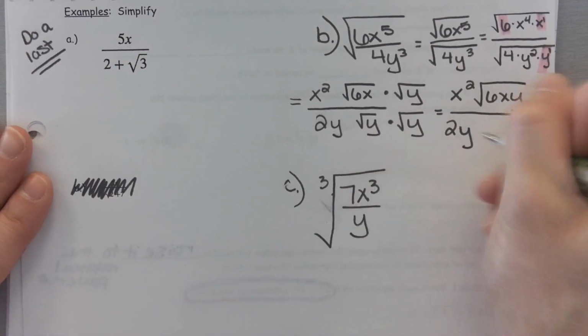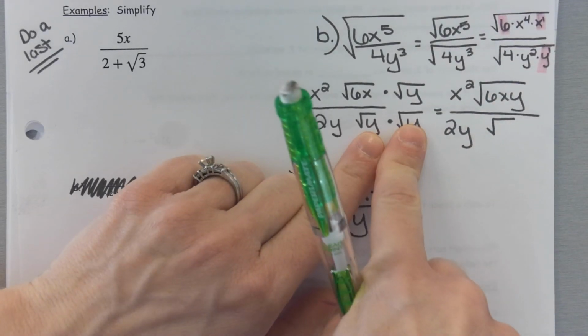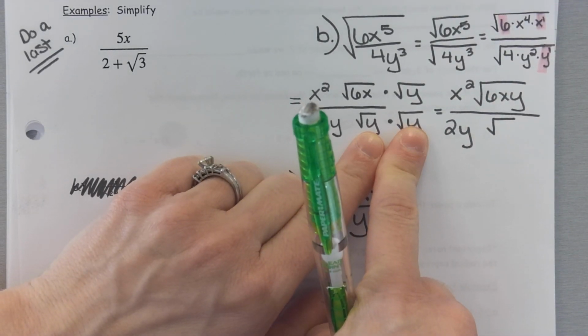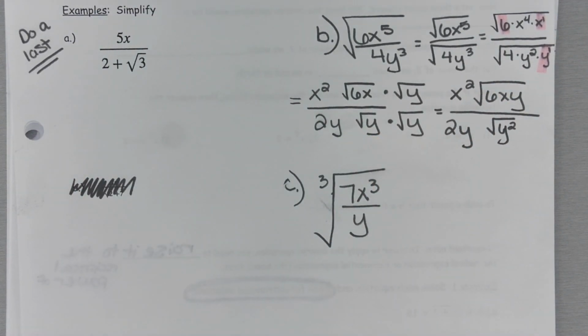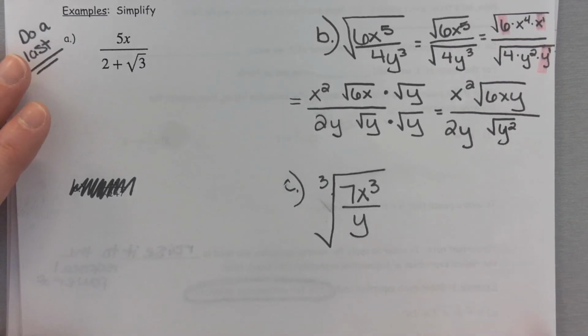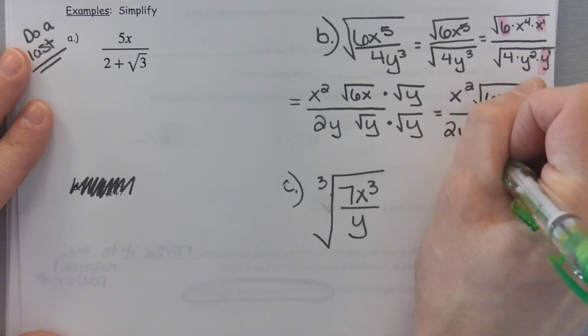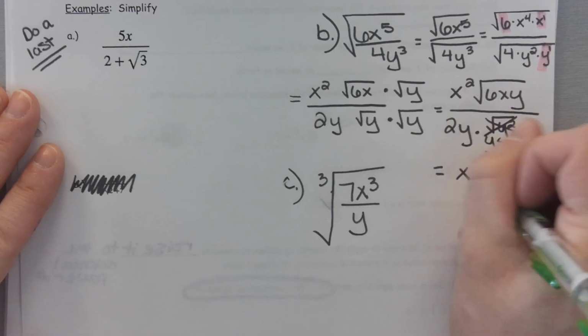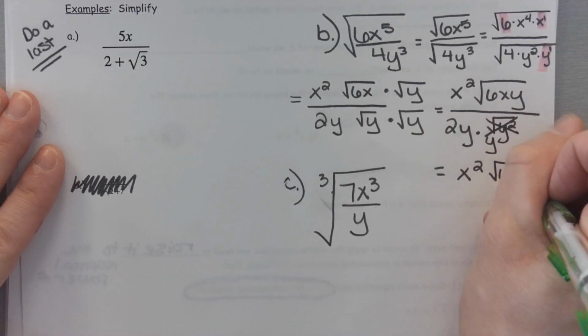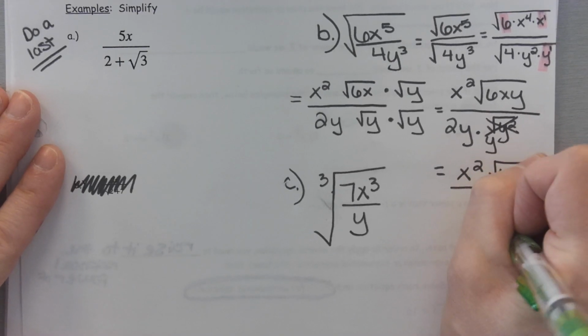In the bottom, I have 2y out front. Y times y is going to give me what under the root? Y squared. Okay. Can I square root y squared? Yeah. I got to keep going because I got to get rid of the root, remember? That's the dream. If I square root y squared, what is the square root of y squared? So instead of having this, I'm really just multiplying by y. So my final answer is x squared times the square root of 6xy all over 2y squared.